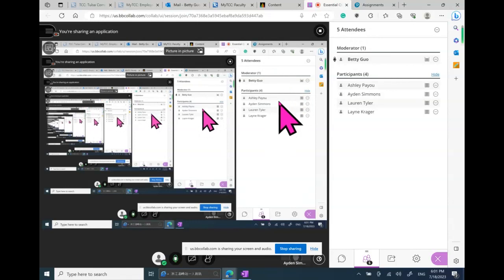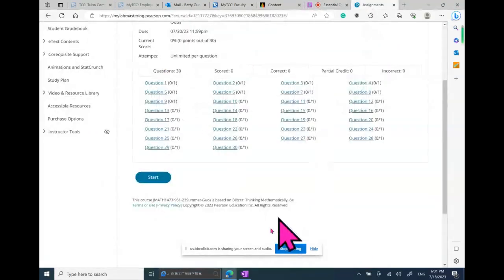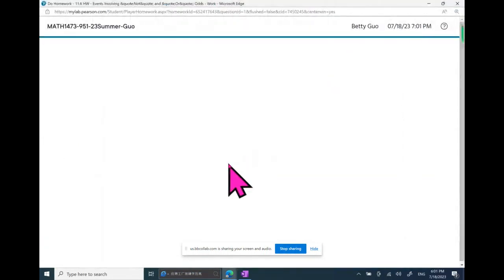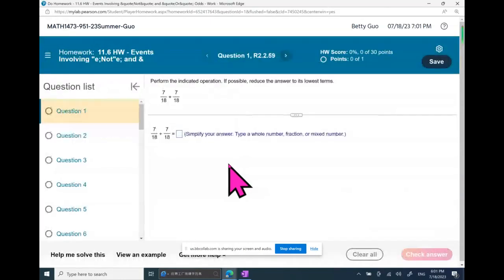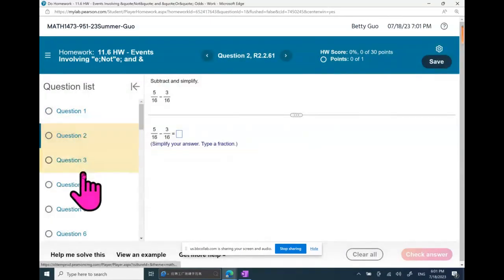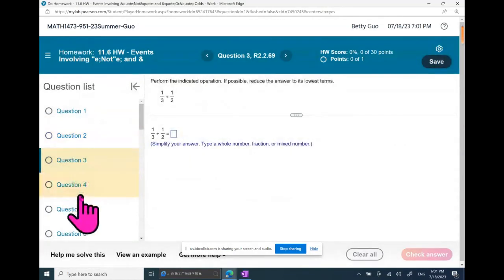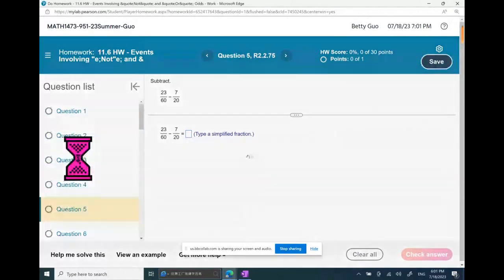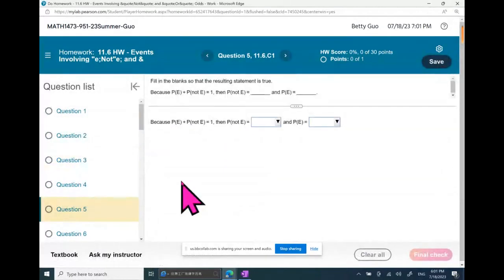So let's go to MATLAB Math. We start the practice. Calculation problems, we are going to skip those. Okay, from number 5, question number 5.